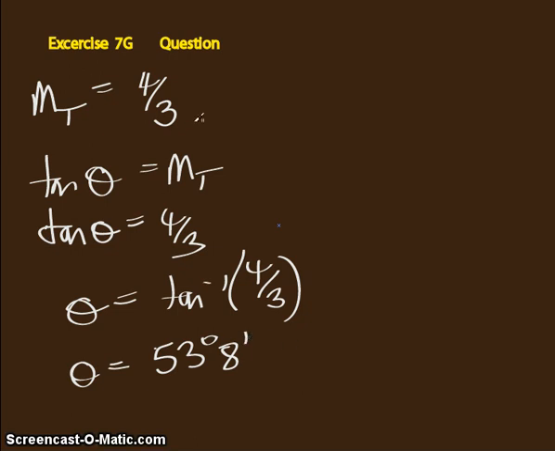That kind of makes sense, because if the gradient was 1, my angle would be 45 degrees. My gradient is a little more than 1, and my degrees is a little more than 45.